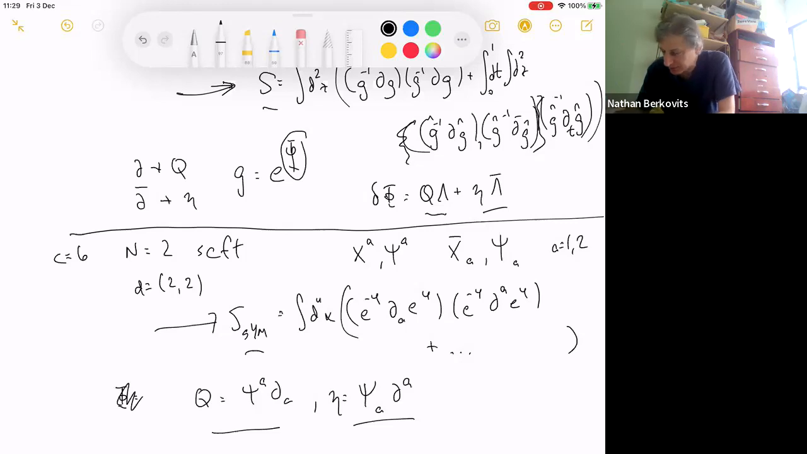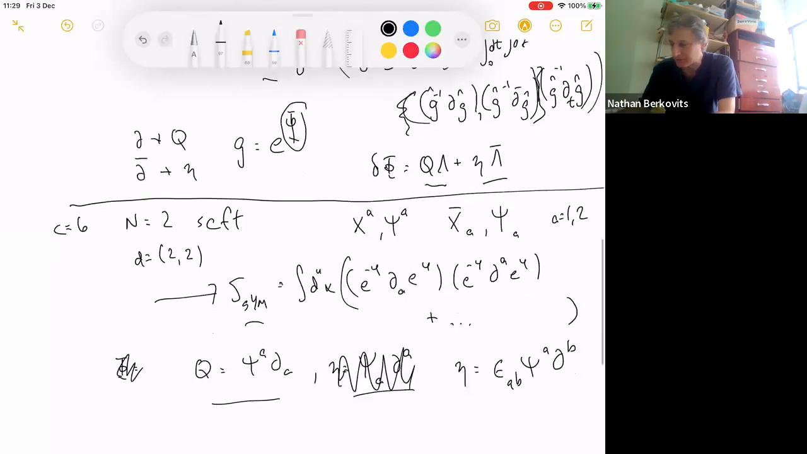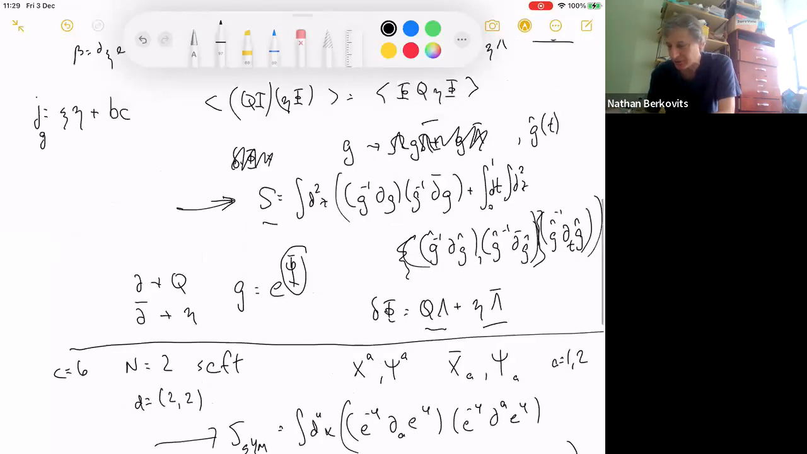And I said something wrong, sorry. I apologize. This should have been epsilon AB psi A. We'll see why in a second. So I'll explain where this comes from in a second, but I just want to point out that the way this action was found was by knowing this action.